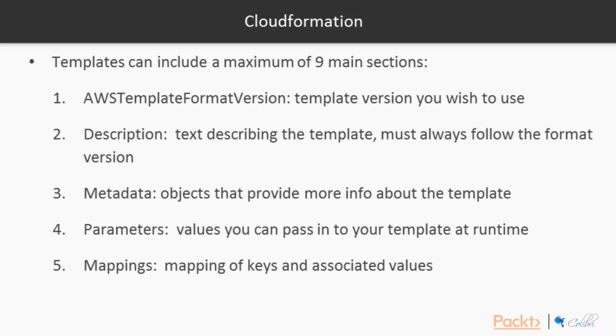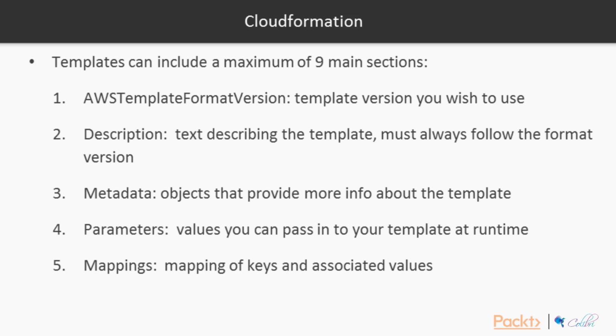Then, templates can include a maximum of 9 main sections. The first one is AWSTemplateFormatVersion. 8 of them are optional, and 1 of them, which is the Resources section, is compulsory for every single template that you will create. Now let's go and explore each one of them.